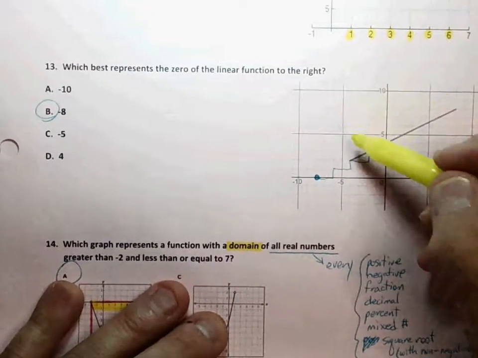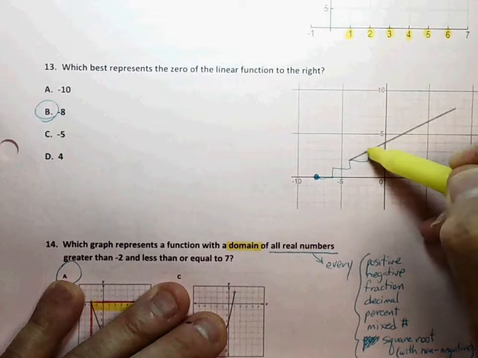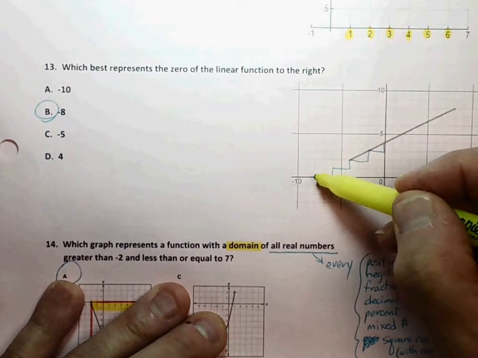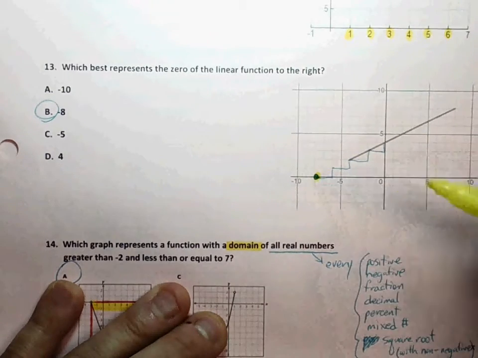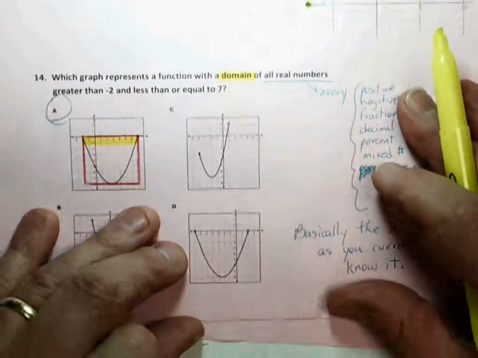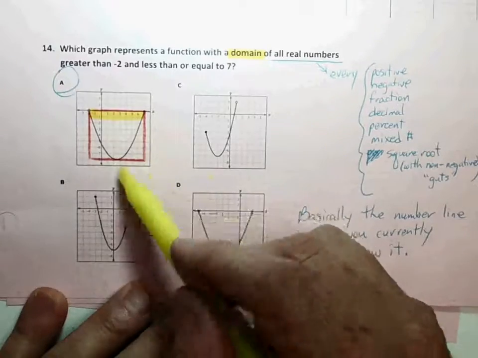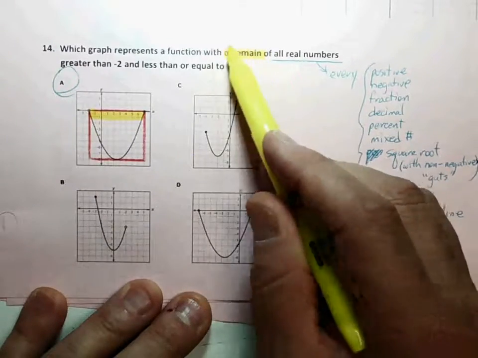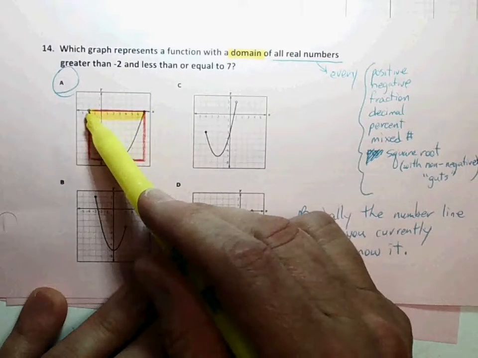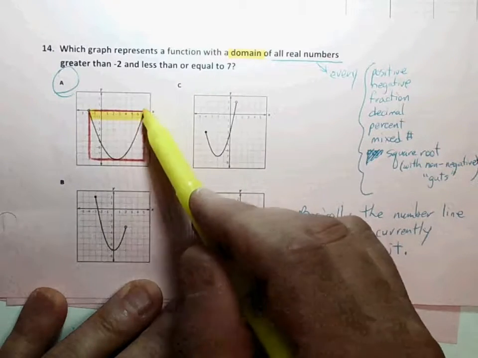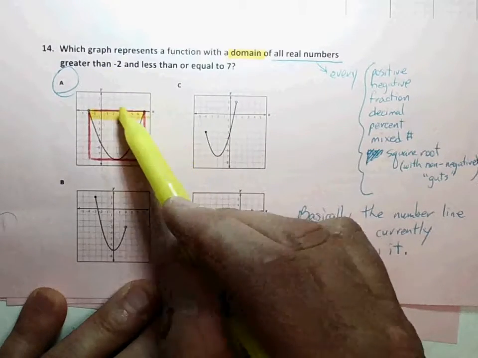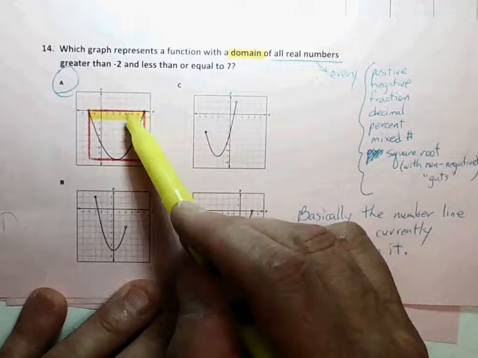On number 13, just go down 1 and left 2, down 1, left 2, down 1, left 2, down 1, left 2, until you hit the x-axis, and that is a value of -8. On this one right here, I can red box these things and look for the x values, the domain. So I highlight this. This goes from -2 up to +7, so it's greater than -2, but it's less than 7. That's A.